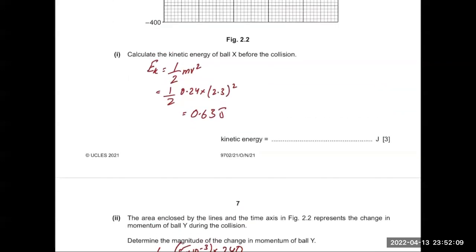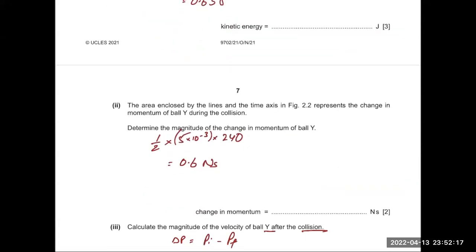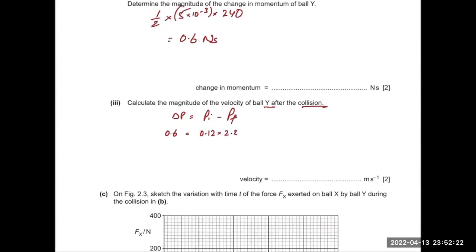Our initial momentum of ball Y is 0.12 times 2.3. And the final momentum will be 0.12 times V. And just rearrange this to get the value for V. Or you could have said change in momentum 0.6 is equal to 0.12 times 2.3 minus V. And you'll get a value for V, the final velocity, which is equal to 2.7 meters per second.